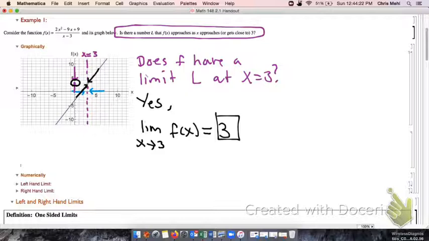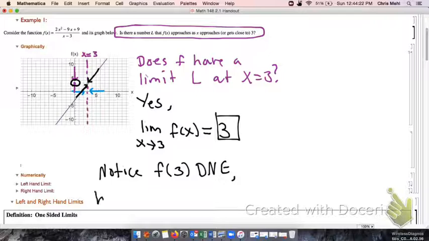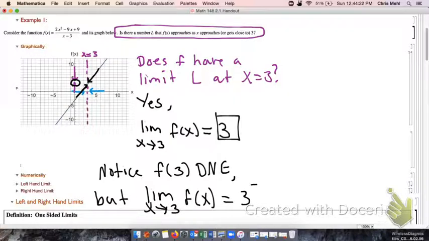Now, again, the reason I wanted to do this particular example is, notice f of 3 does not exist because 3 is not in the domain, but you still have a limit at 3, and that limit is 3. So a limit can exist when a function fails to exist. A limit can exist at a value that is not in the domain of the original function.